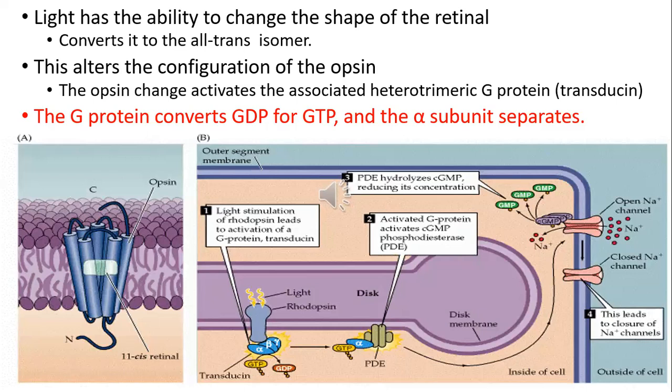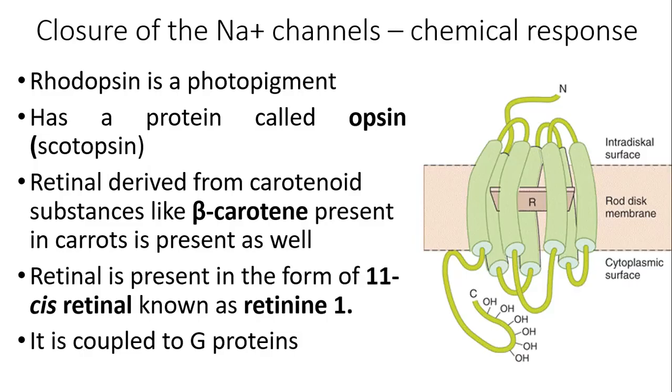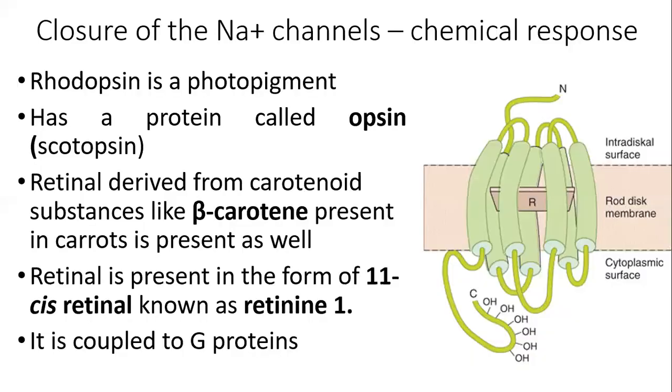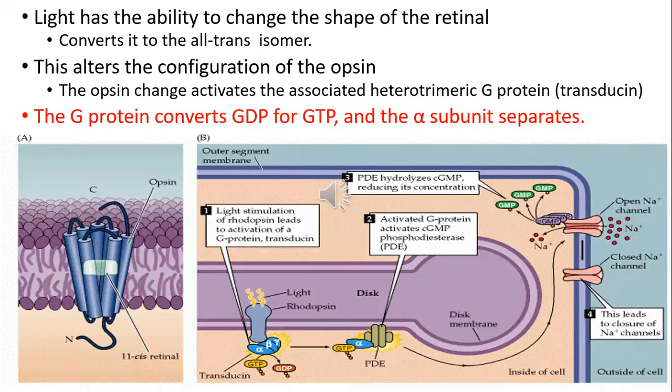Now, light has the ability to change the shape of the retinol. Let's go back, this is the structure. Whenever there is a conformation or shape change, it leads to something in chemistry, biology, or physiology, as you know. Light converts it to the all-trans isomer. This alters the configuration of opsin, which is the protein there.